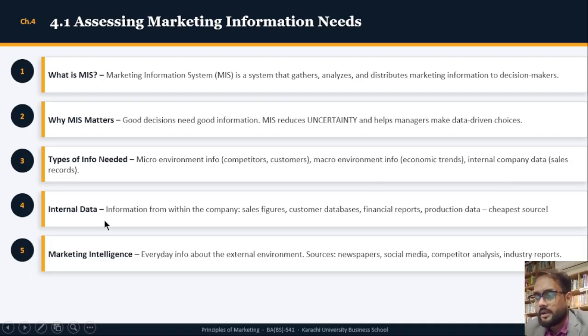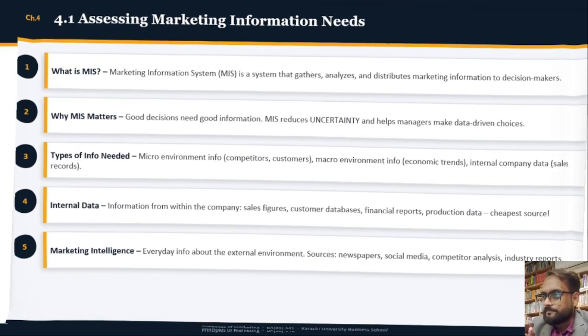Next, internal data. Internal data is information from within the company, like sales figures, customer database, financial reports, what you are doing every year, production data, that is how much production is done on a daily basis, and the cheapest sources from where you are procuring your raw material. So this is the internal data, and it has importance for any organization. Marketing intelligence means everyday information about the external environment, from sources like newspapers, social media, competitor analysis, and industry reports. So marketing intelligence mainly talks about these factors.